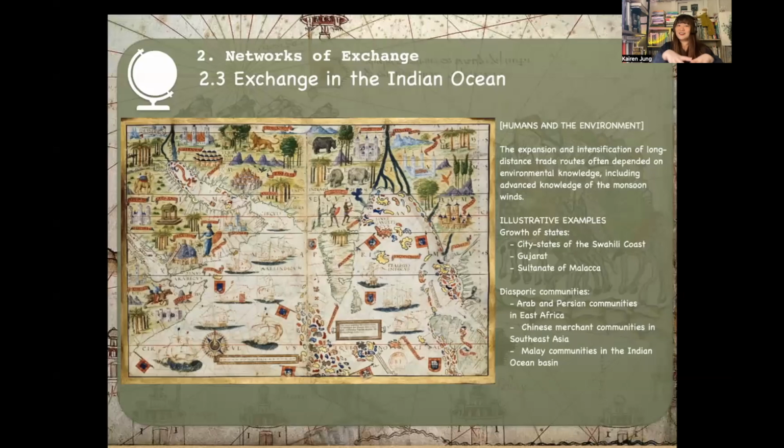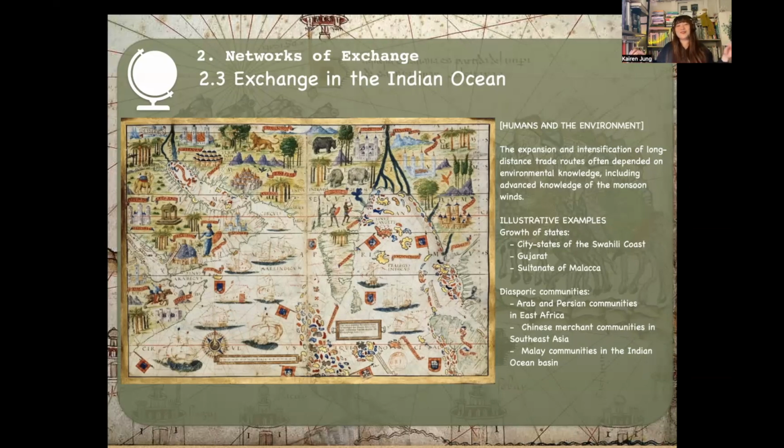The expansion and the intensification of long-distance trade routes often depended on environmental knowledge. So this is another element where we look at the theme of humans and the environment. You had to have advanced knowledge of the monsoon winds. Remember, it was seasonal trade along or across the Indian Ocean.